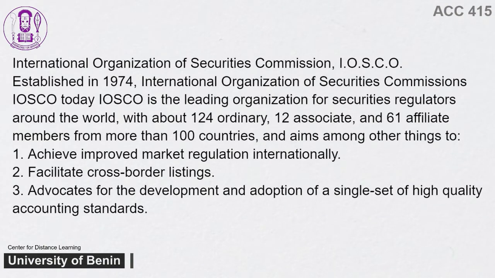International Organization of Securities Commissions, IOSCO, established in 1974. Today IOSCO is the leading organization for securities regulators around the world, with about 124 ordinary, 12 associate, and 61 affiliate members from more than 100 countries, and aims among other things to: 1. Achieve improved market regulation internationally. 2. Facilitate cross-border listings. 3. Advocate for the development and adoption of a single set of high-quality accounting standards.